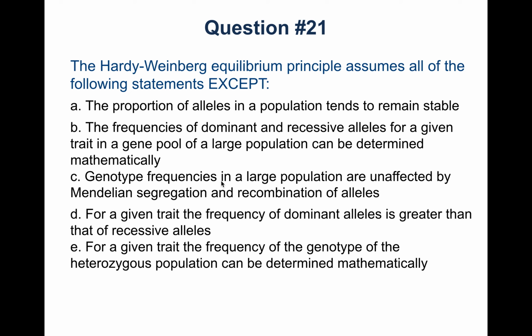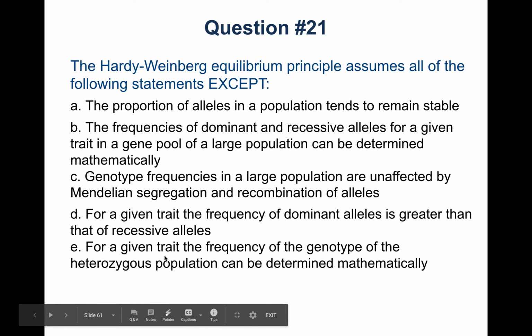Genotype frequencies in a large population are unaffected by Mendelian segregation and recombination of alleles. So basically it's saying that you're not going to get a shift in different phenotypes and genotypes. They are going to remain stable. For a given trait, the frequency of the genotype of the heterozygous population can be determined mathematically. Again, yes, there is a Hardy-Weinberg equilibrium equation.